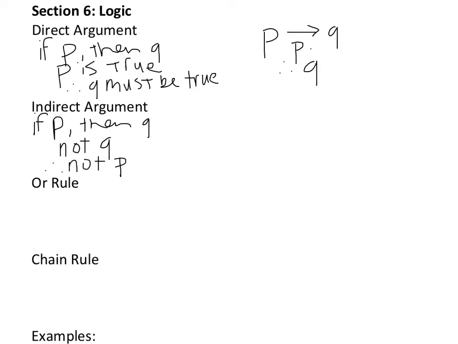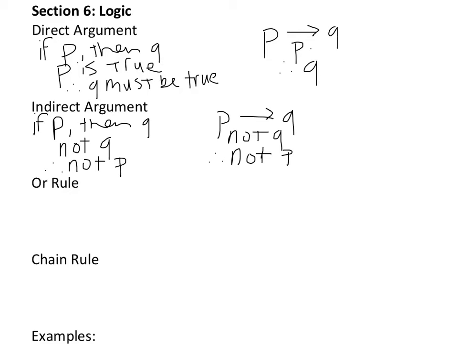So, once again, notation would be, okay, if P, then Q. Then we say, not Q, therefore, not P. So it's like saying if we don't get the result we want, then the initial statement must not have been true as well. So when I say not Q and not P over here, I'm saying Q is not true, and then therefore P is not true.